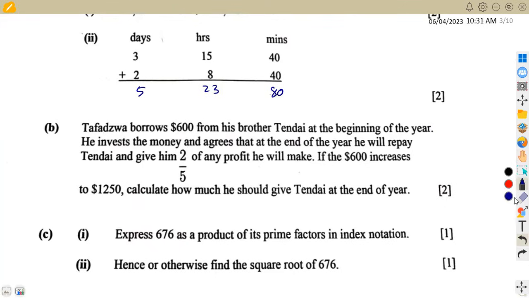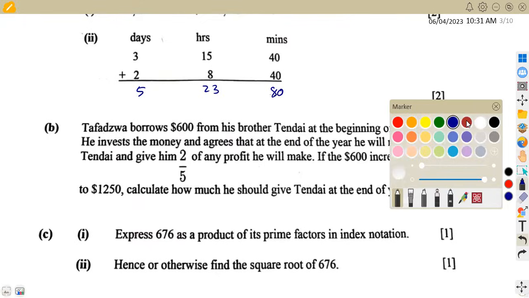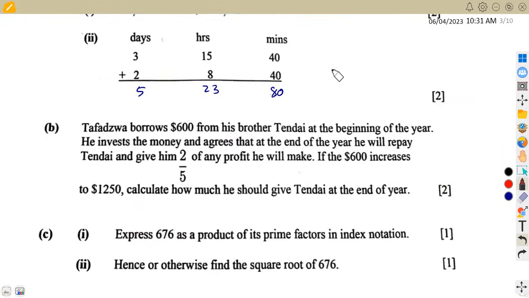But remember that we are dealing with time here, where we know that in an hour we have got 60 minutes. So that means in the 80 minutes, we have got an hour there. So we are going to subtract 80 minus 60. We remove 60 minutes, which is equivalent to 1 hour, so we remain with 20 minutes.